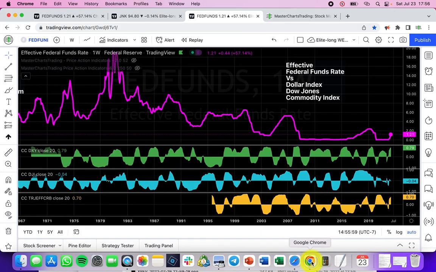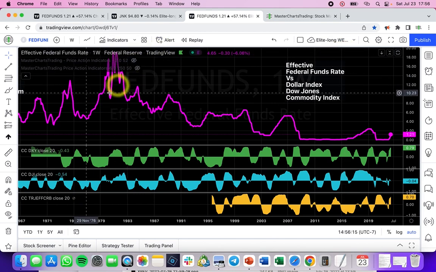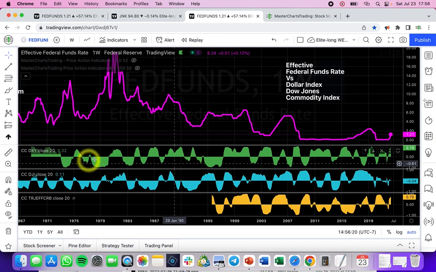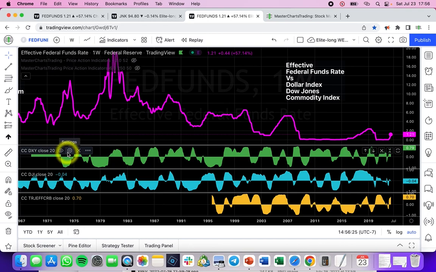So I'm like, okay, you know what? I'm going to just plot everything together and see what it looks like. And so this is what I did. This is a symbol from TradingView. It's Fed funds, so effective federal funds rate, in this pink or bright purple color. On the bottom here, we have what's called correlation coefficients. So how well does the Federal Reserve funds rate correlate, or does it do the same thing as the dollar index?